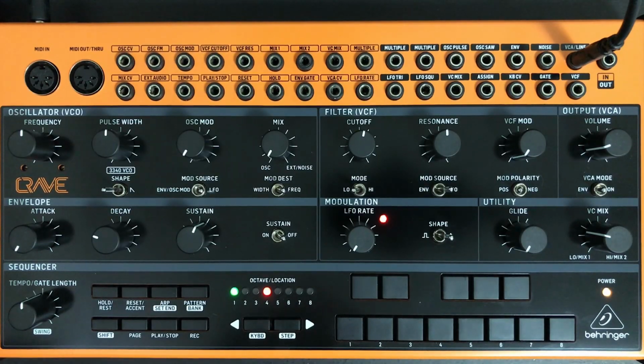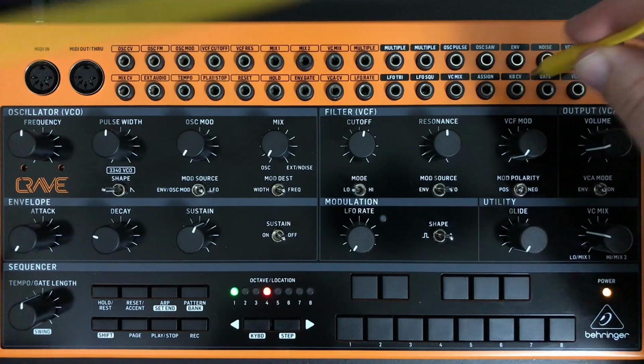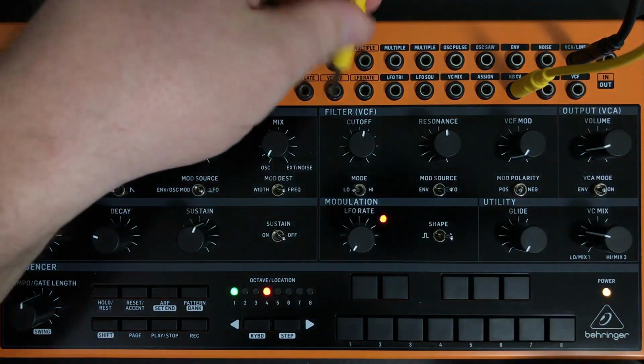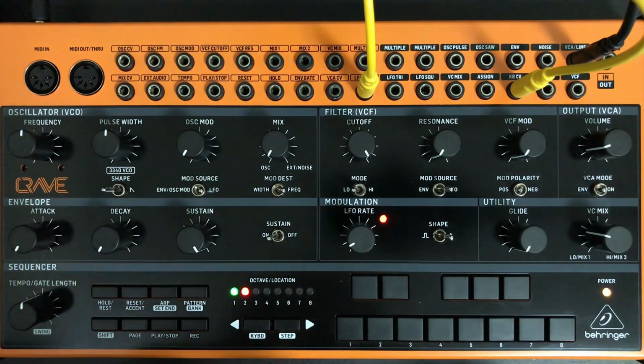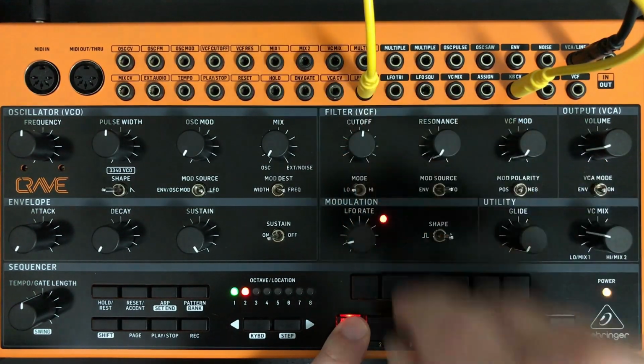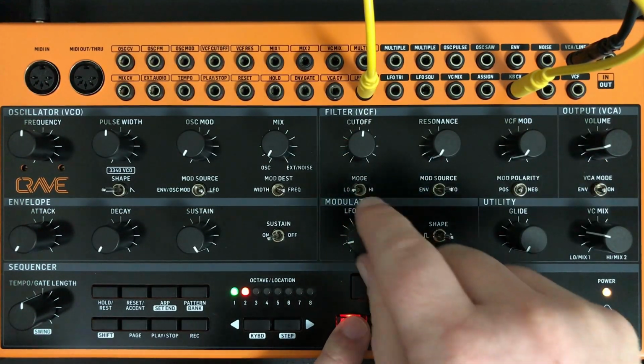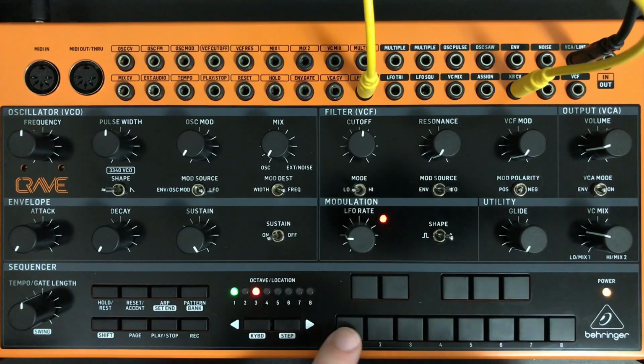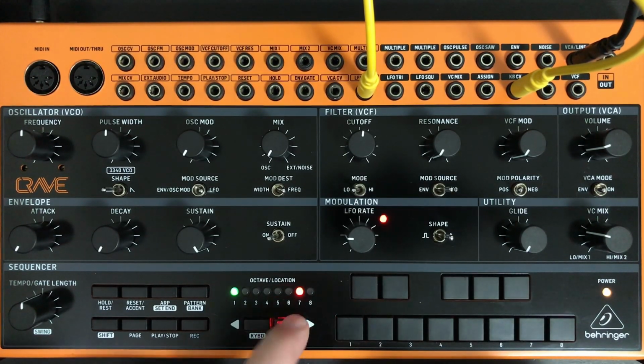Keyboard CV, I believe we've covered this. Yes, one thing I did mention in the last one is that we can use keyboard CV to affect the LFO rate. So if I play a low note, I have a low LFO rate. But as I go up, that goes faster.